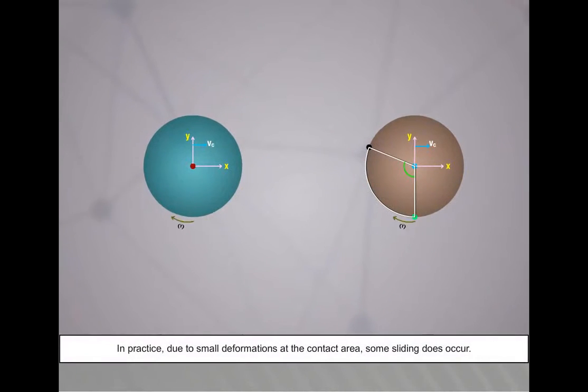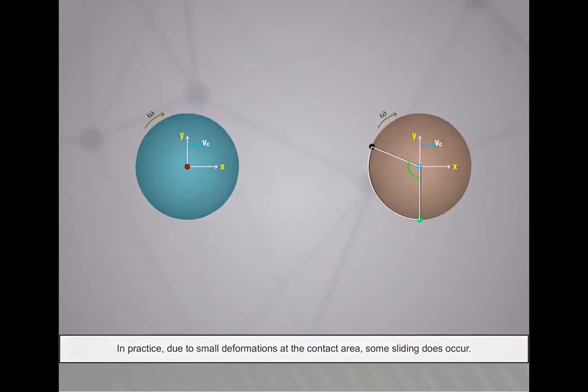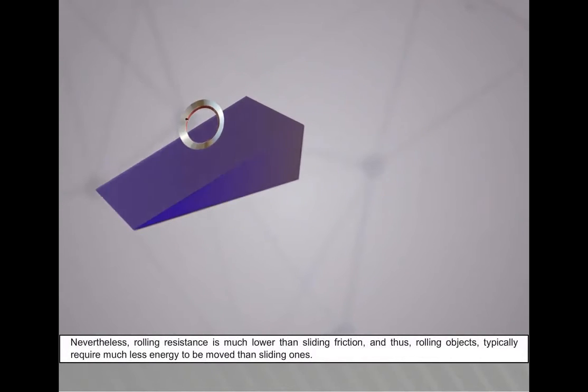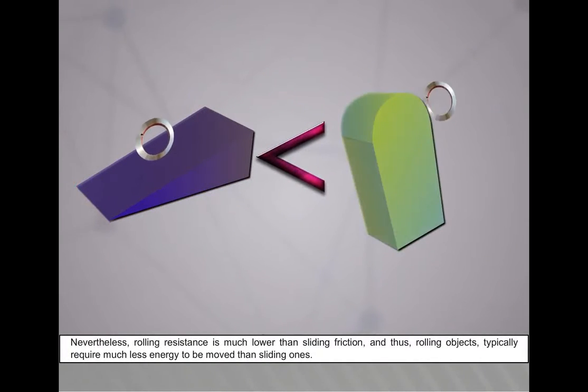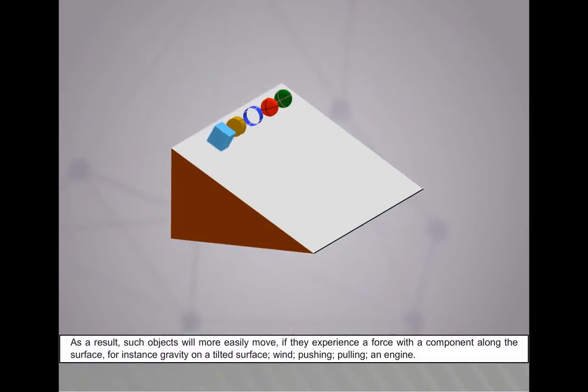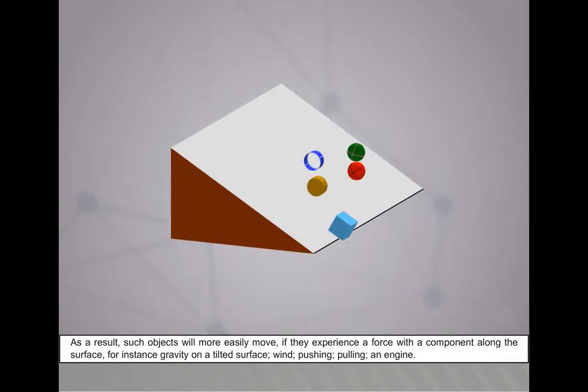In practice, due to small deformations at the contact area, some sliding does occur. Nevertheless, rolling resistance is much lower than sliding friction, and thus rolling objects typically require much less energy to be moved than sliding ones. As a result, such objects will more easily move if they experience a force with a component along the surface, for instance, gravity on a tilted surface, wind, pushing, pulling, an engine.